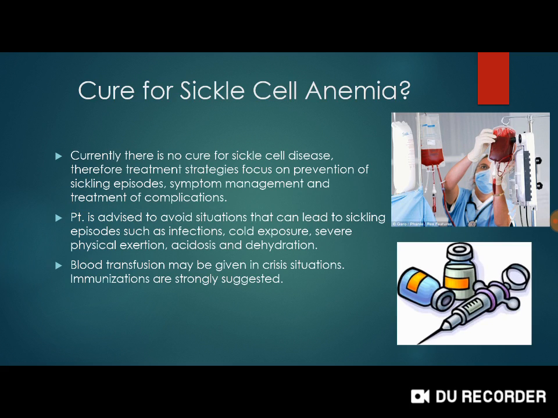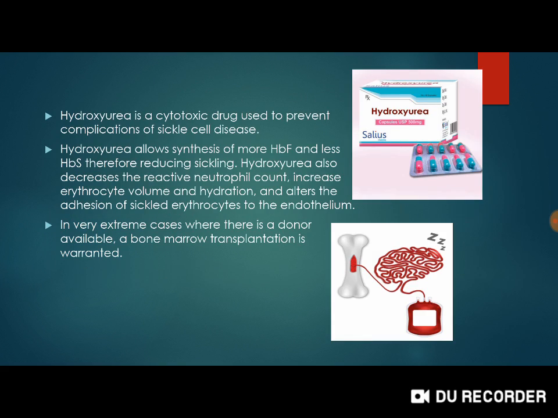And is there a cure for sickle cell anemia? Unfortunately, not. Currently, there's no cure for sickle cell disease, but treatment strategies focus on prevention of sickling episodes, symptom management, and treatment of complications. Patients are advised to avoid situations that can lead to sickling episodes, such as infections, cold exposure, severe physical exertion, acidosis, and dehydration, which can all lead to the deoxygenation of hemoglobin that can lead to sickling. Blood transfusion may be given in crisis situations, and immunizations are strongly suggested.